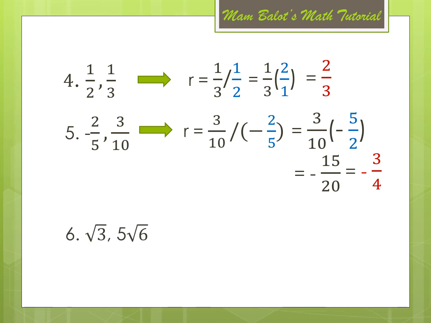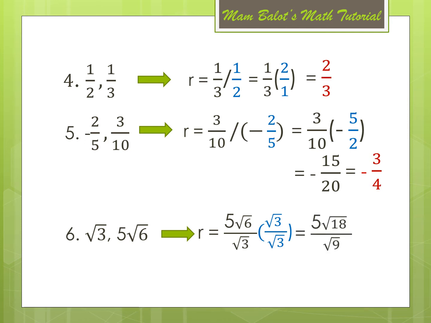Example number 6. We have square root of 3 and 5 square root of 6. So the ratio is computed as 5 square root of 6 divided by square root of 3. In order to solve this radical expression, we need to rationalize. And in rationalizing, we need to multiply this expression by square root of 3 over square root of 3. So multiplying now, we get 5 square root of 18, which is the result of the square root of 6 times square root of 3, over square root of 9, which is the result by multiplying both the square root of 3.